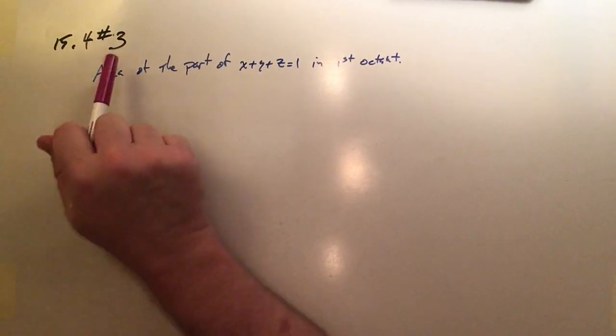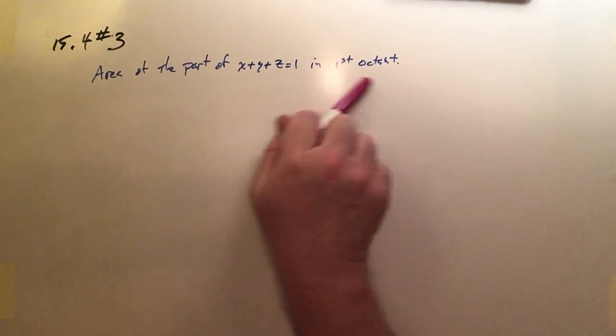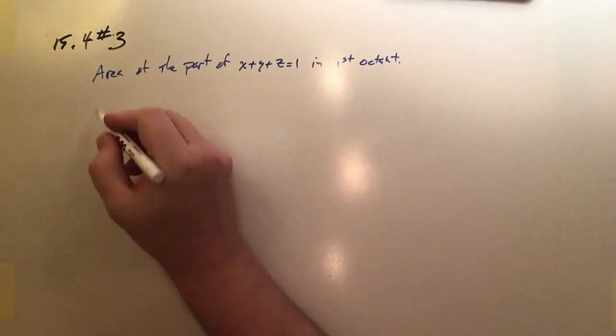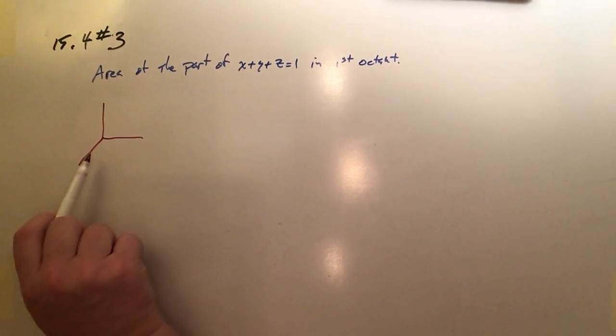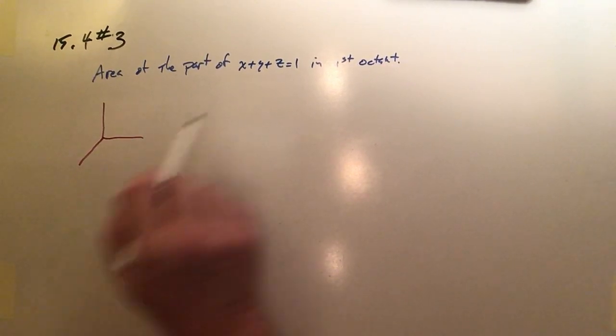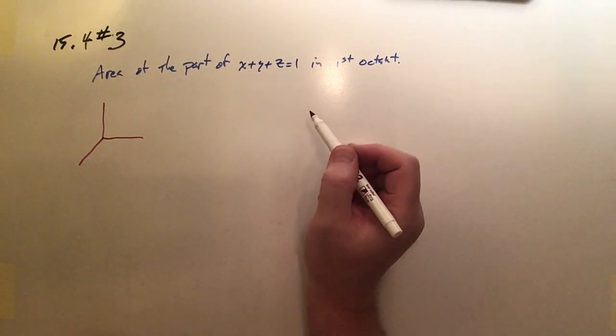Okay, this is 15.4, number 3. We're looking for the area of the part of this plane that lies in the first octant. So I know it has to be a finite area, otherwise, if it sort of trailed off and went off forever in the first octant, then the area would be infinite. So let's figure out where this guy is.